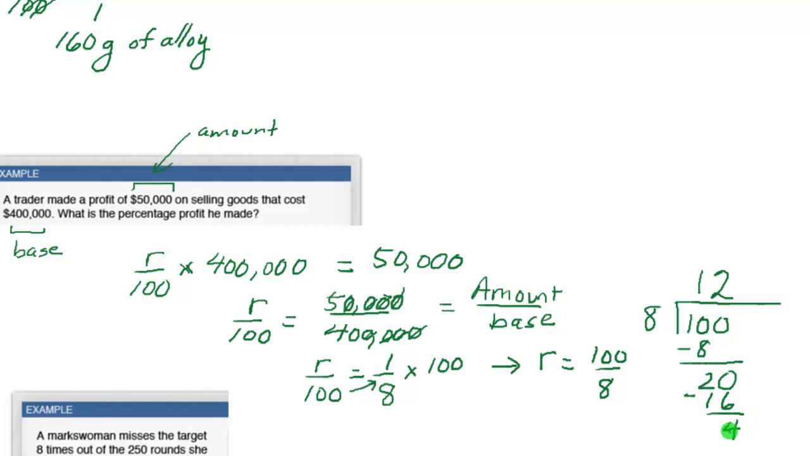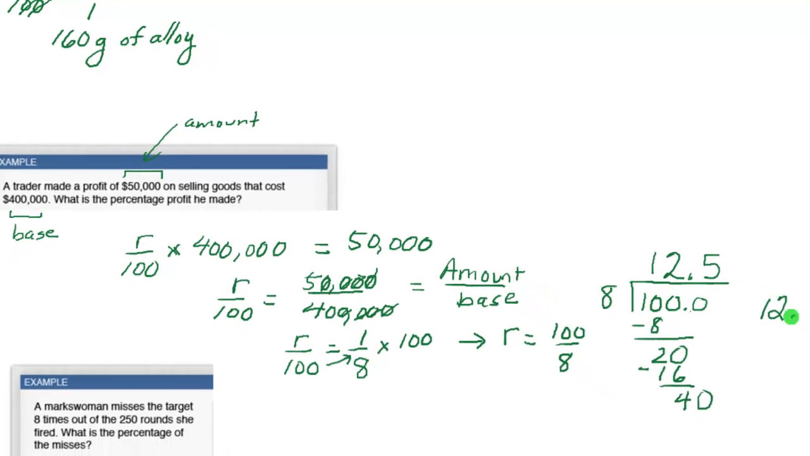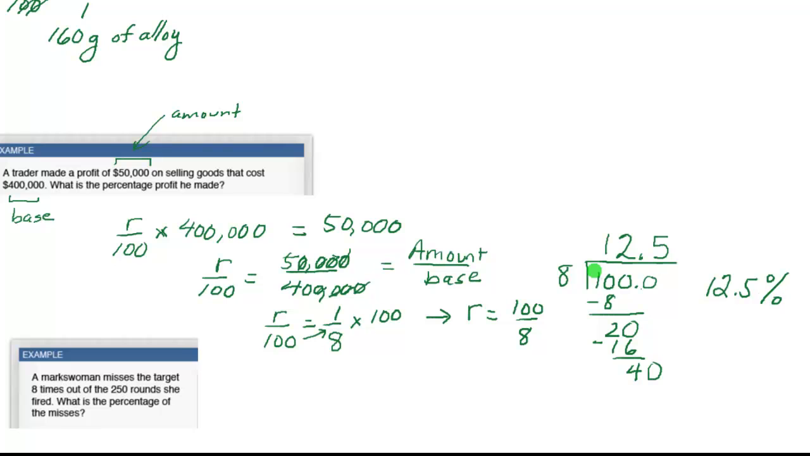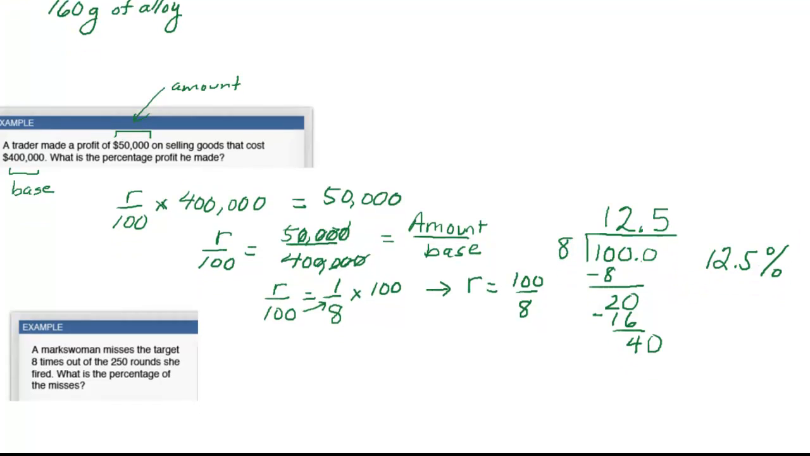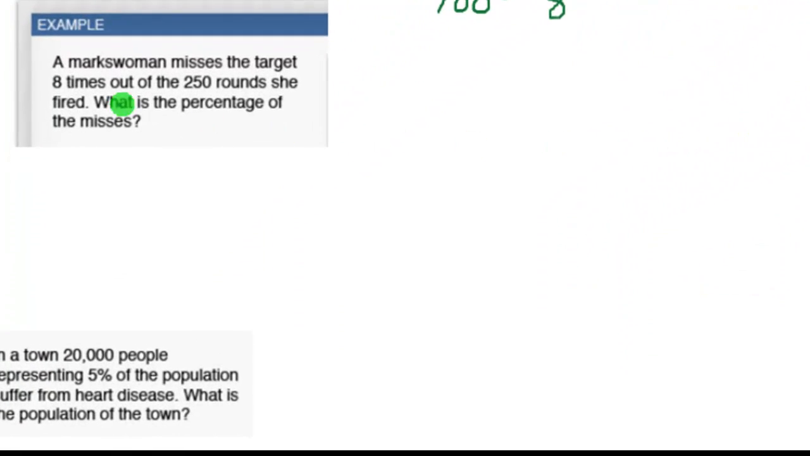And now I've got a decimal coming here. So I'm going to add another 0. And so my decimal point goes up here. And because 8 goes into 40 5 times, so your rate is 12.5%. The percentage profit, 12.5 or 12.5%. Okay, next says, a markswoman misses the target 8 times out of the 250 rounds she fired.